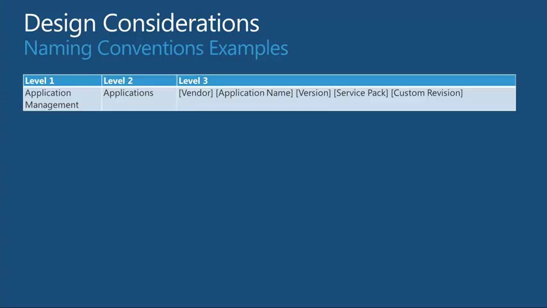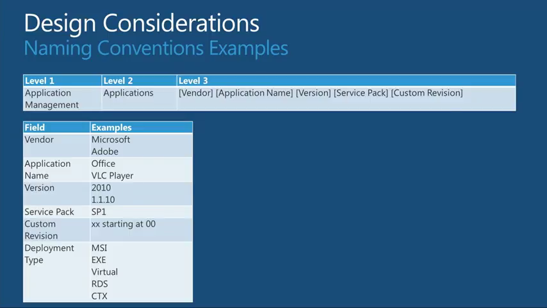Okay, no service pack. Custom revision is important if you've got people creating packages for you, because often they'll send you revision 00. And then you'll say, okay, I want a new version of that application packaged, and they'll send it to you and it'll be 01. So the custom revision is around that. And then I have some examples in the naming convention.